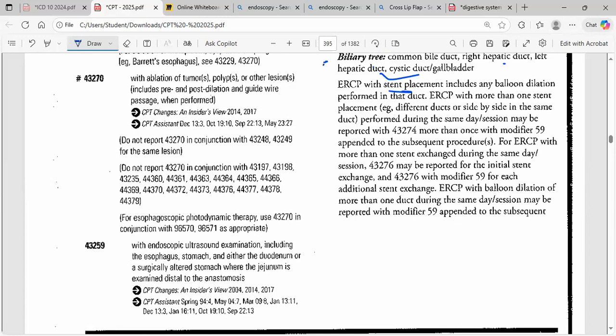If more than one stent exchange is done during the same session, we have to bill that separately with the 59 modifier. And if the stent has been placed at a different location and the balloon dilation has been performed at a different location, then you can bill both with the modifier 59.